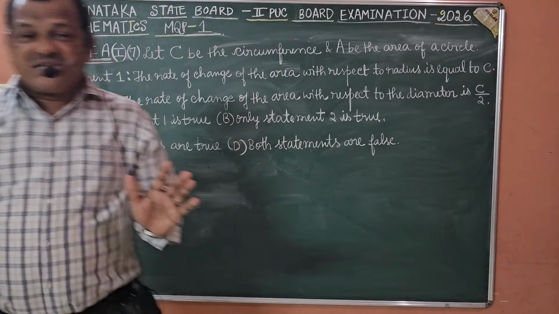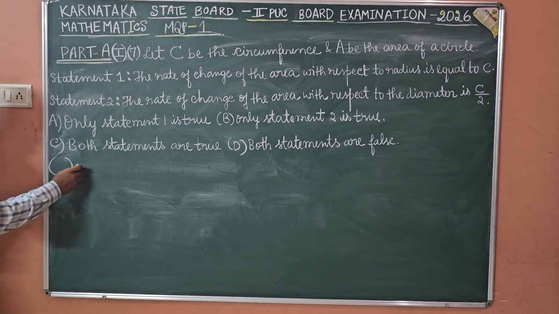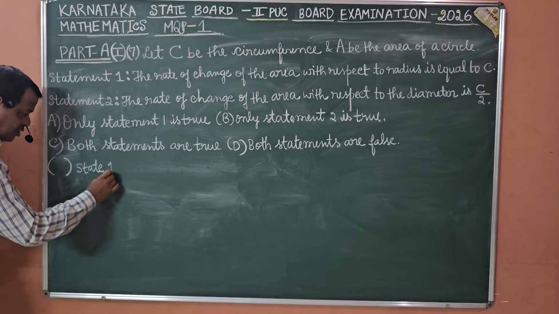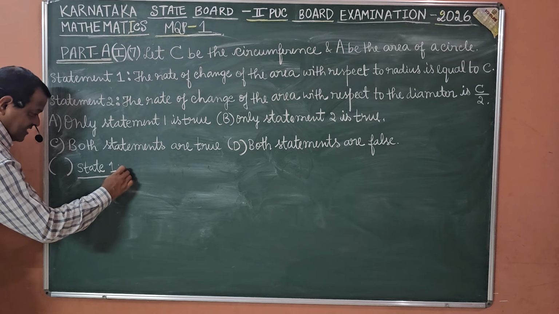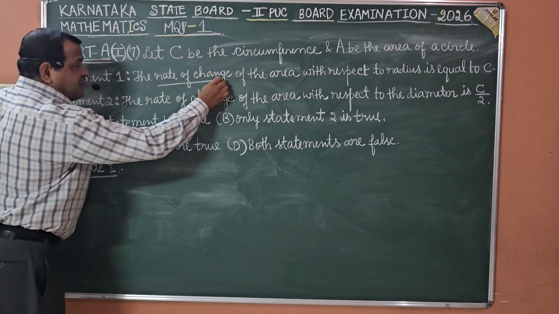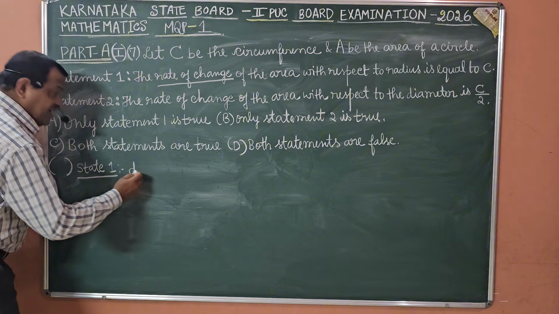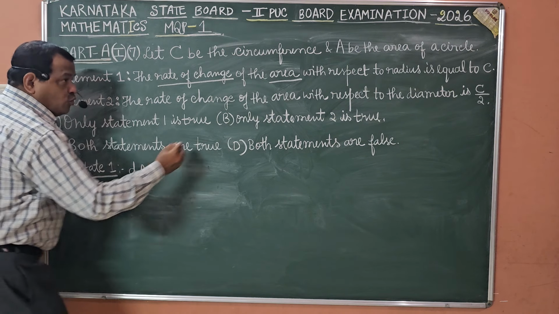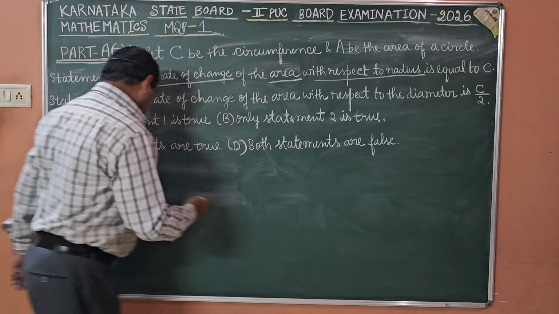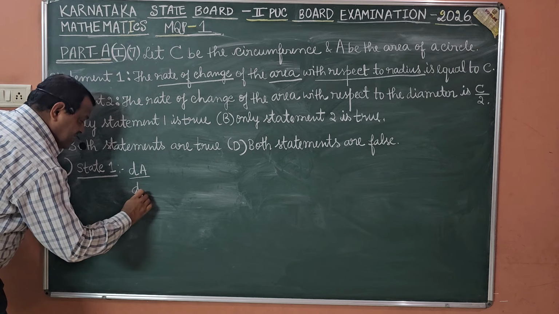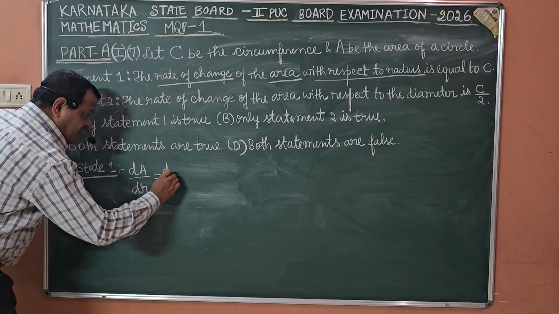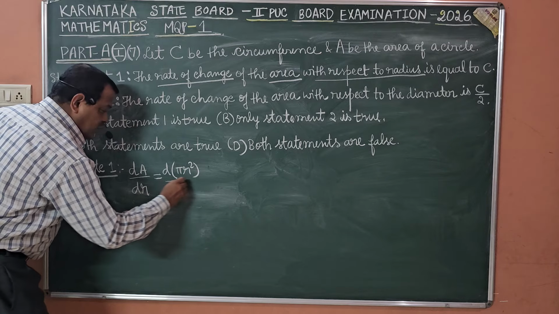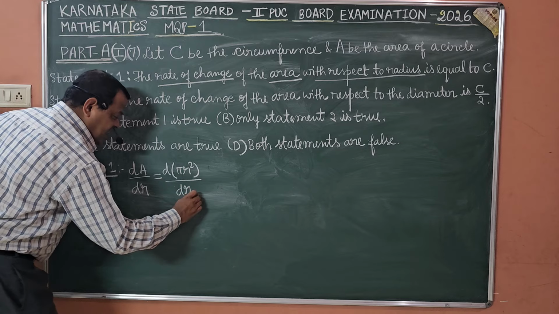So I am doing statement 1 first. See, I write here in short form. Statement 1. Rate of change means d, rate of change of area, so dA with respect to r, radius. dA by dr. And you know the area of a circle formula is pi r square.